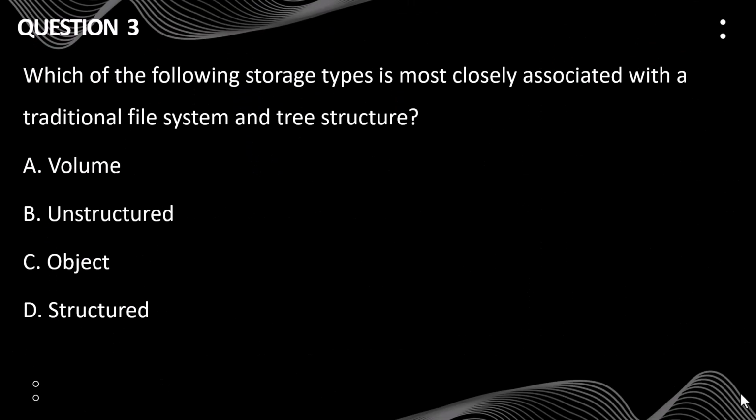Question 3. Which of the following storage types is most closely associated with a traditional file system and tree structure? Option A. Volume. B. Unstructured. C. Objects. D. Structured. The answer here will be option A.